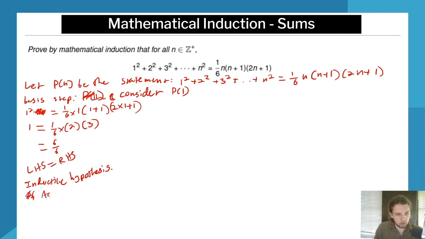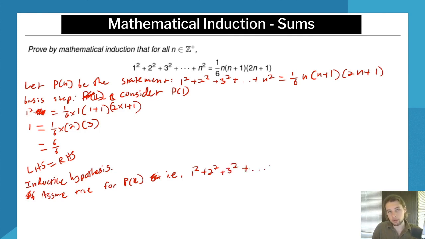Let's assume true for Pk. That is, 1 squared plus 2 squared plus 3 squared, all the way up into, this time, k squared, is equal to 1 over 6 k, k plus 1, 2k plus 1. Okay. So it's basically the same. We rewrite this once again. This time we use k because we want to separate it from n.